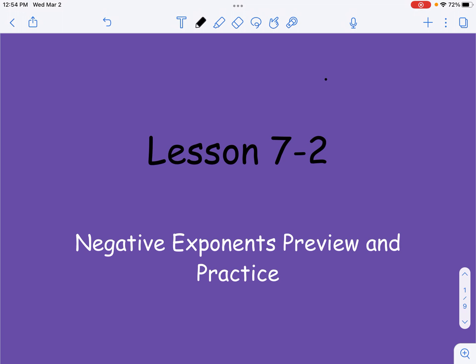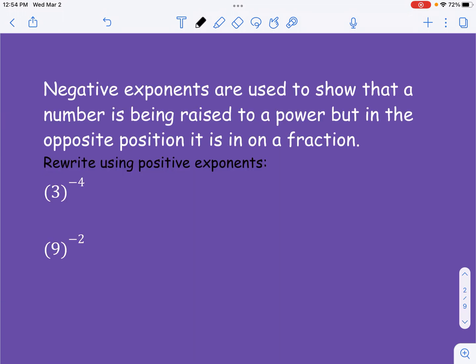All right, so let's move forward here. It says negative exponents are used to show that a number is being raised to a power, but in the opposite position it is in on a fraction. All right, so that sounds really confusing. So before I do these examples, I want to try and show you something.